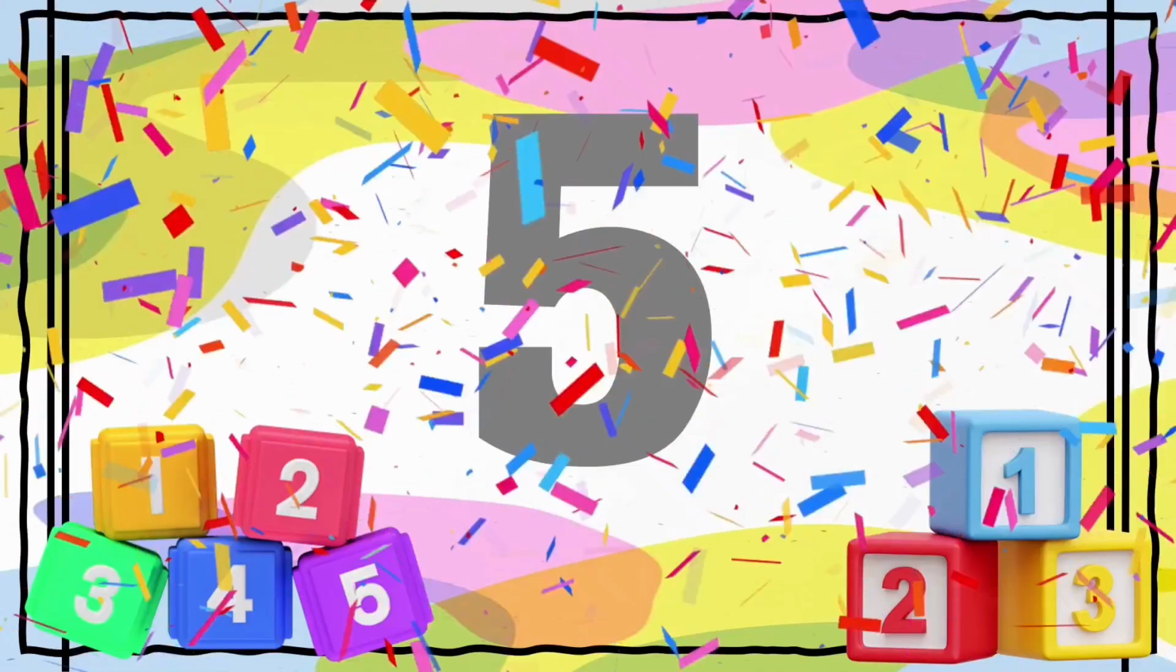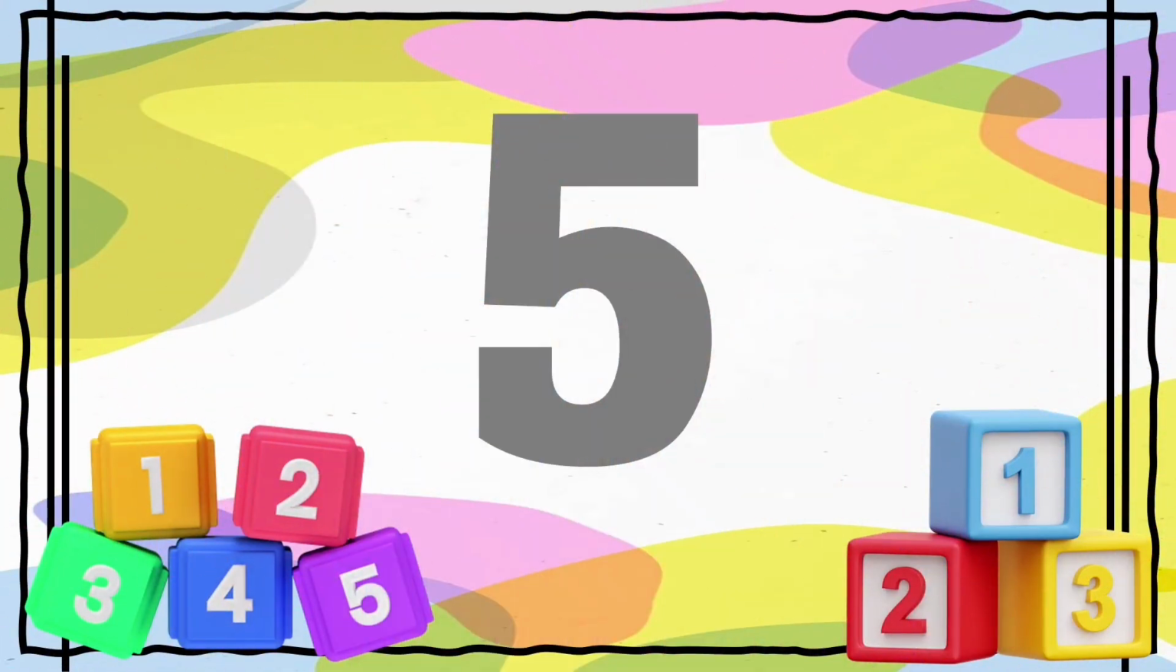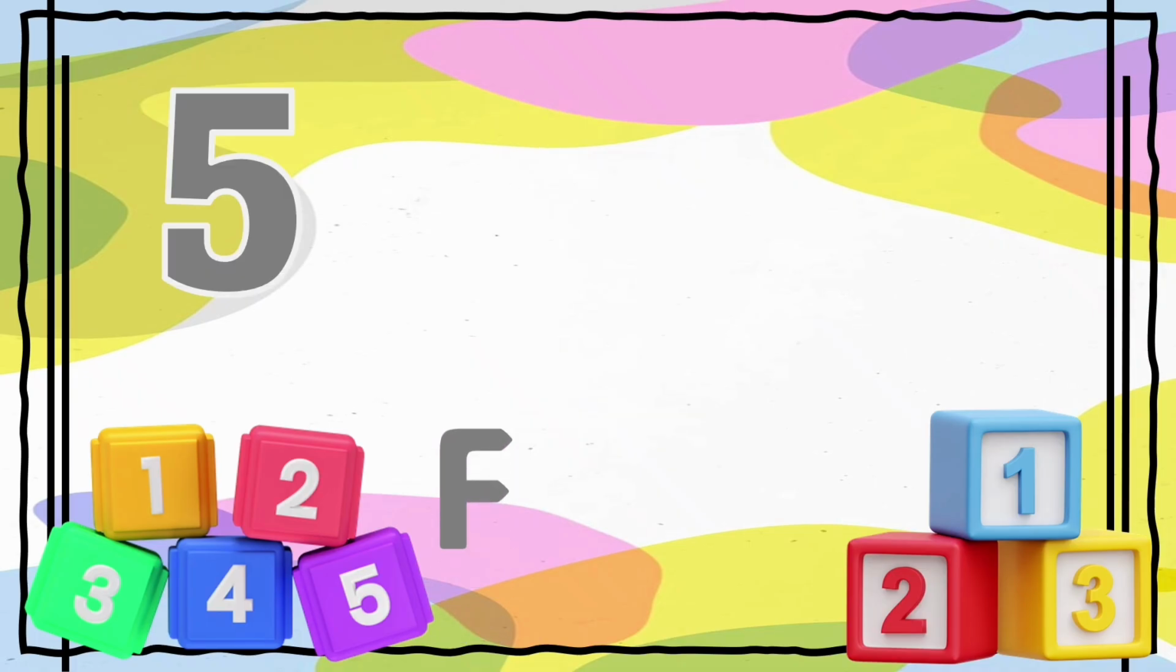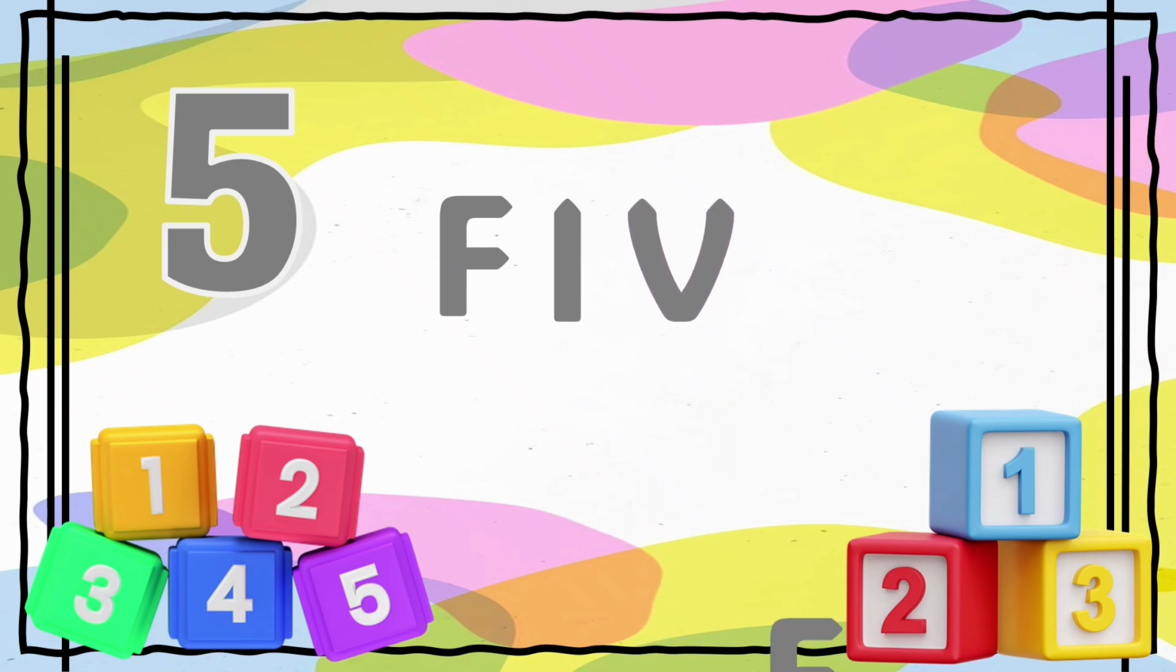5. How to write 5. Start with a short straight line across at the top. Draw a straight line down. Then make a curve at the bottom. In this way you can write 5. What is the spelling of 5? F I V E. 5. Let's learn few examples.